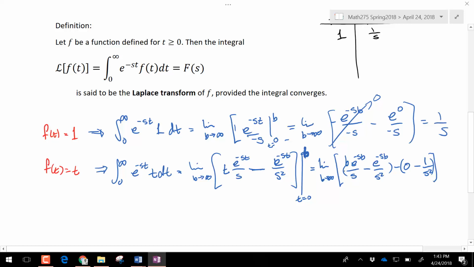Looks like these things will go away as b goes off to infinity. We know that this goes off to infinity from last time. Now we have b times e to the negative sb. That's like saying b over e to the sb. You can do L'Hopital's rule or just try to remember that e is a function that goes to infinity faster than any polynomial. So this whole thing is going to go to 0. And then we're just going to have 1 over s squared.